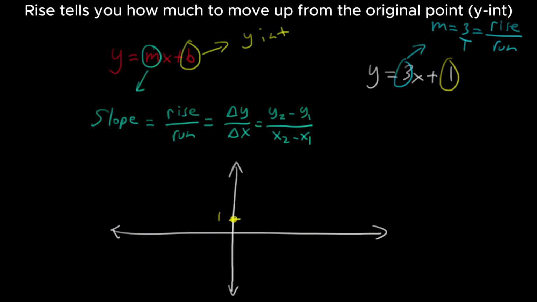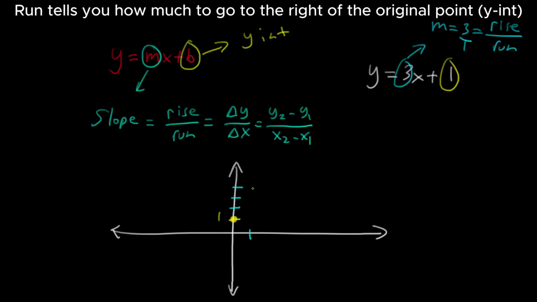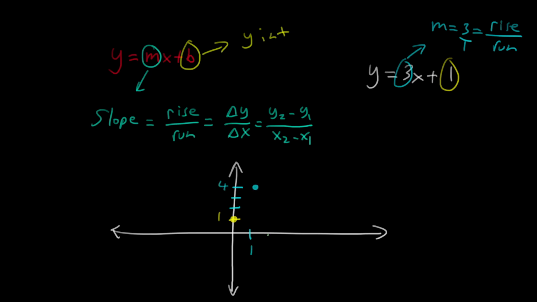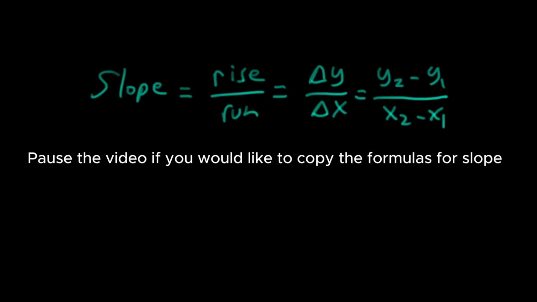So we're going to go up 3 and over 1. So you use the slope to figure out the second point of the graph, considering the y-intercept your starting point. Then all you need to do is get your ruler and draw a line between the 2 points. I would recommend you write down the slope formulas because we're going to need them later in this video and in future videos in this series.